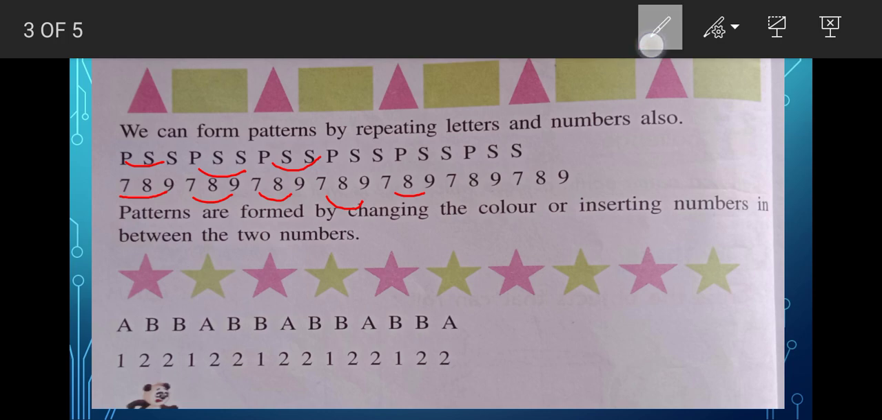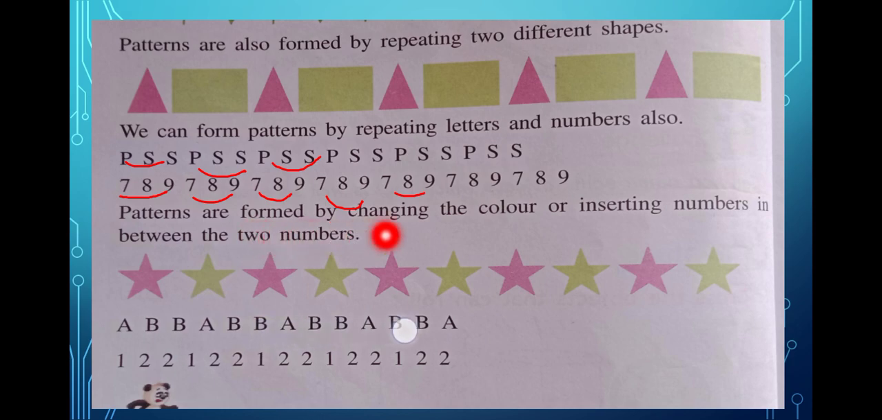In the same way, patterns are formed by changing the color or inserting numbers between two numbers. Patterns are also formed where the shape is same, but only the color is changed: pink, green, pink, green, like that. So in any method you can make the pattern. The only thing is that it should be repeated.